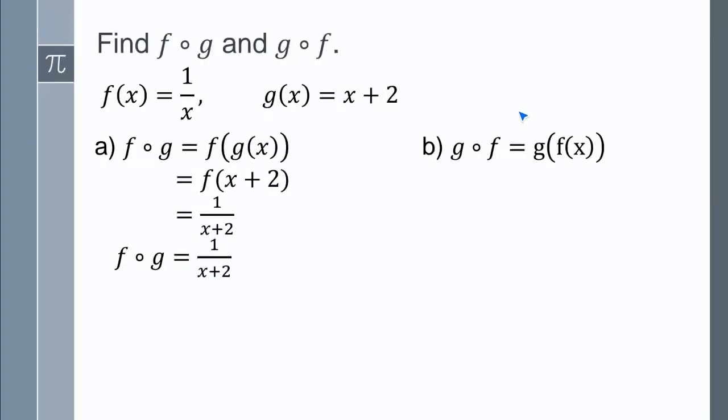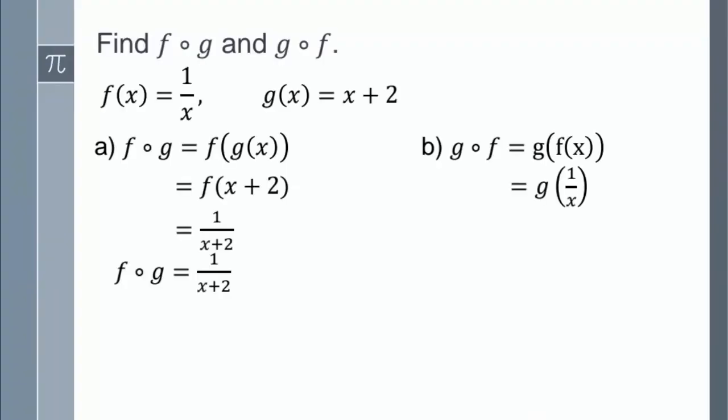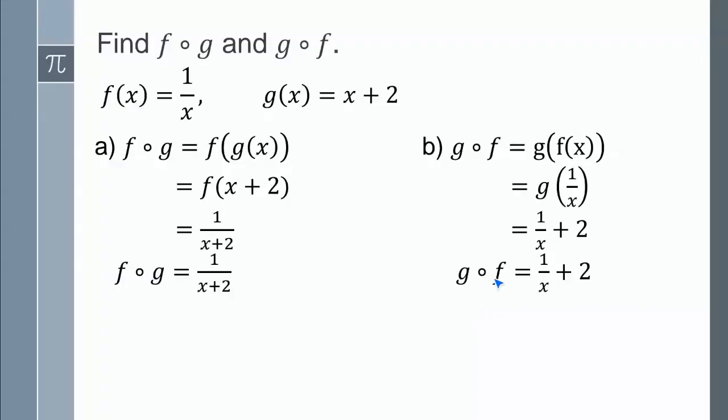And then for letter B, we have g of f. So f of x is on the inside. We're going to replace that with 1 over x. And then I'm going to take 1 over x and go to the function g. Wherever I see an x, I'm going to replace it with 1 over x. So I have 1 divided by x plus 2. So that's my composition for g of f.